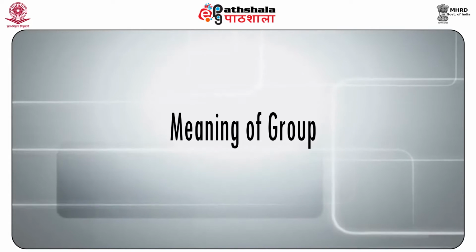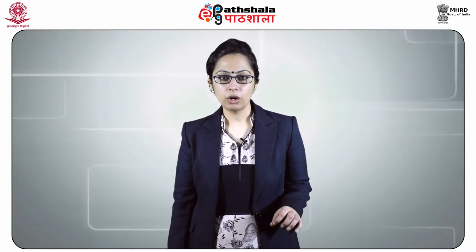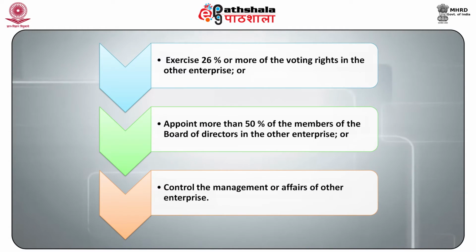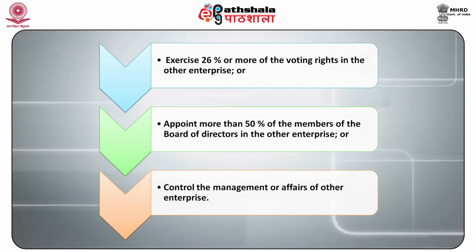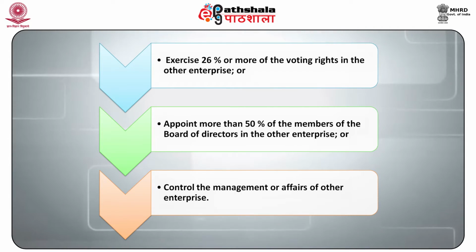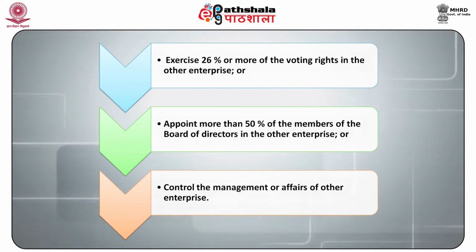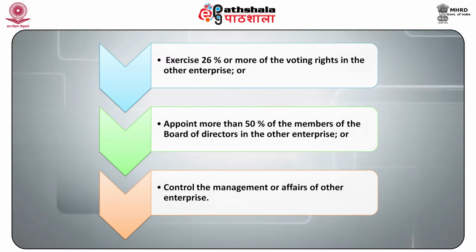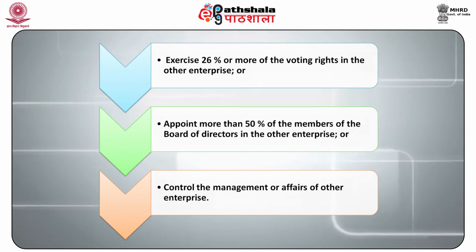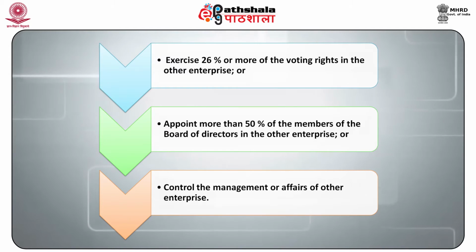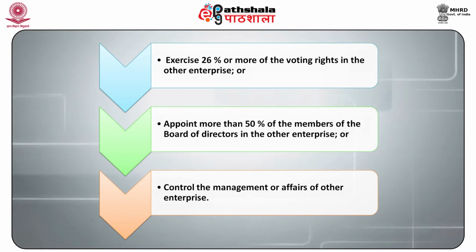Next is meaning of group. Group means two or more enterprises which directly or indirectly are in a position to first, exercise 26% or more of the voting rights in the other enterprise, or second, appoint more than 50% of the members of the board of directors in the other enterprise, or third, control the management or affairs of other enterprise.